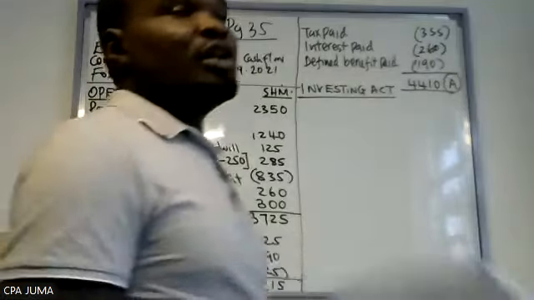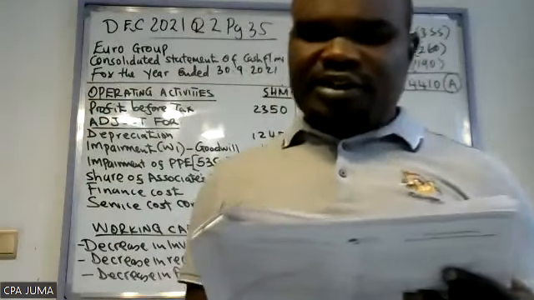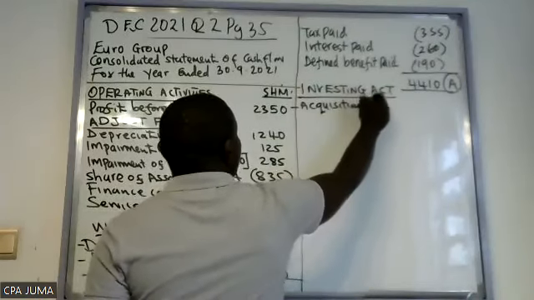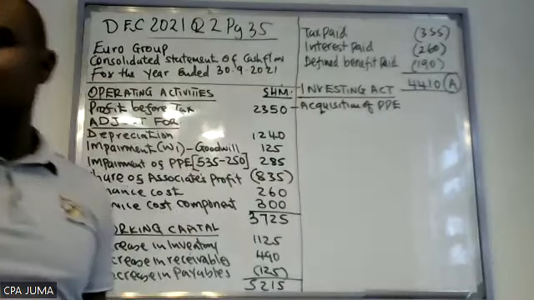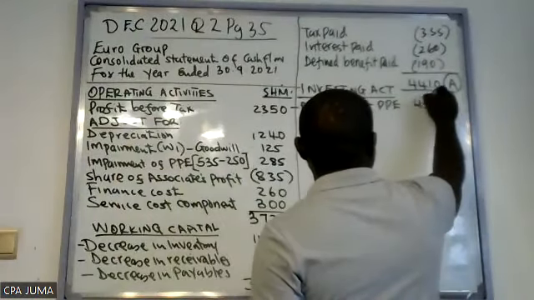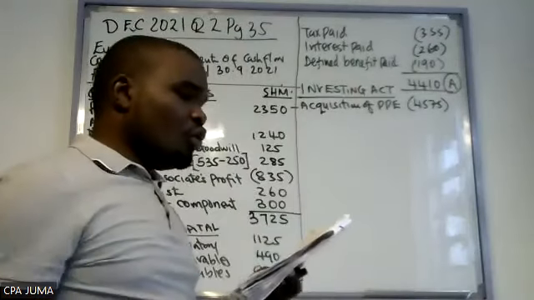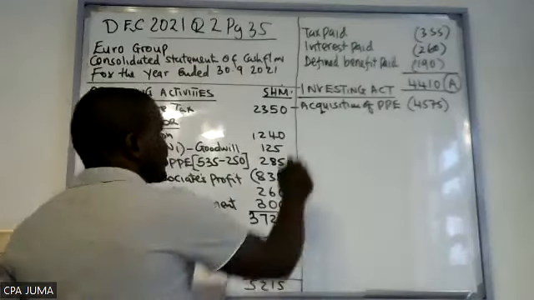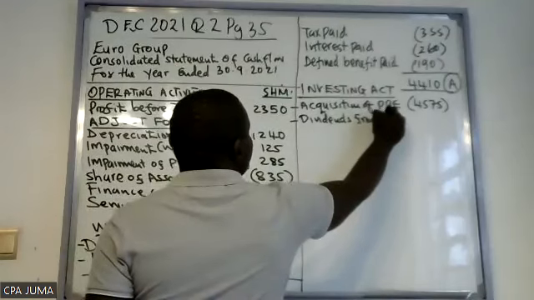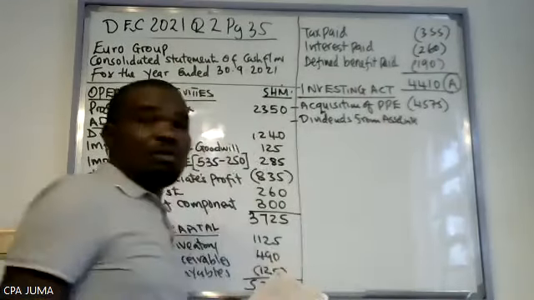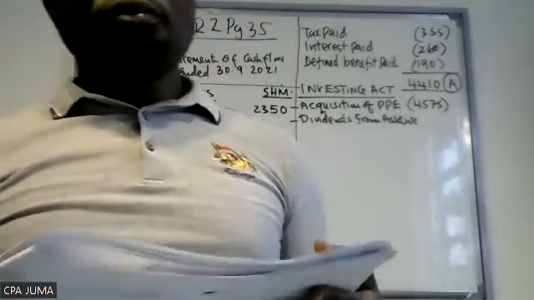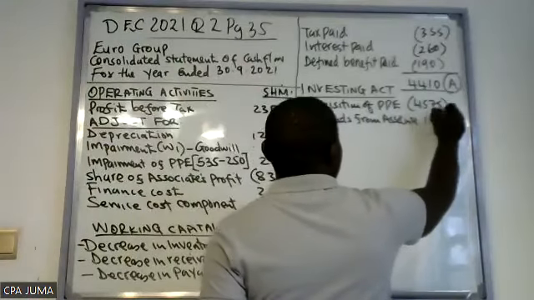Investing. Go to non-current assets, PPE. There was acquisition. Give me the figure. Acquisition of PPE, property, plant, and equipment. How much? Acquisition of PPE, 4575, cash outflow. Then goodwill, sorry, goodwill we got impairment. So dividends from associates. I think that is the last working we did. How much did we receive from the associates in form of dividends? 160. So that one is a plus.